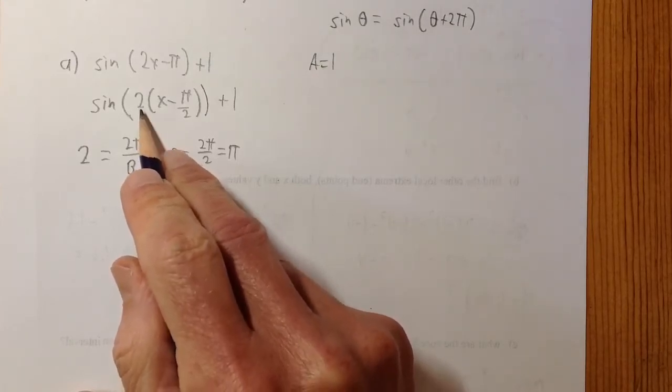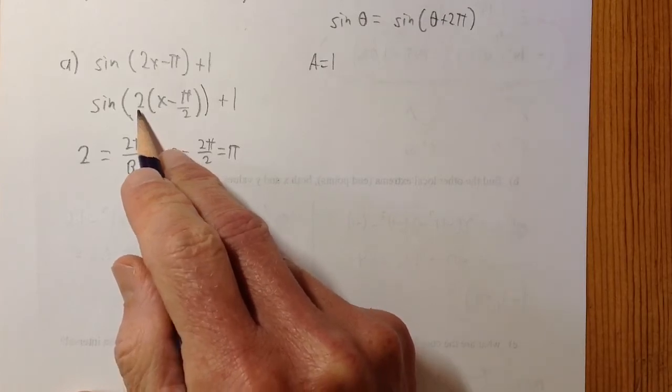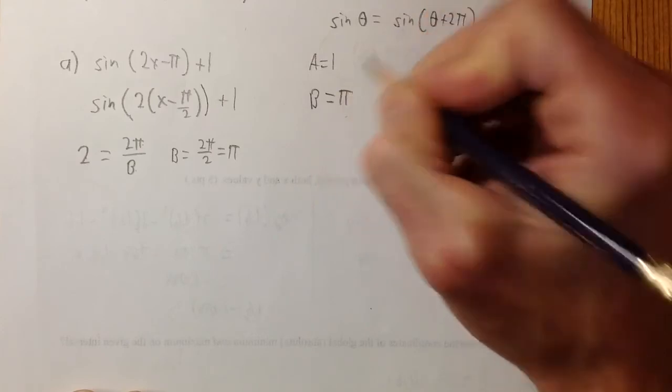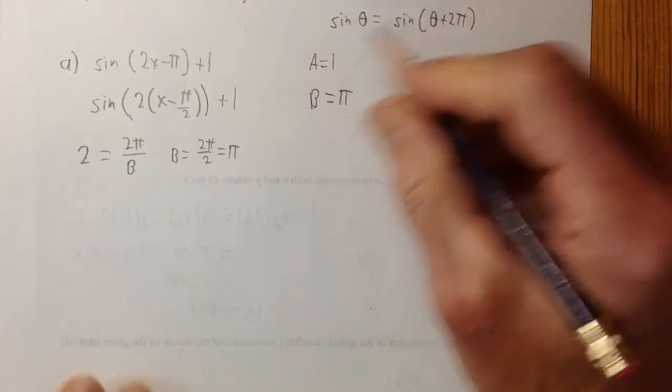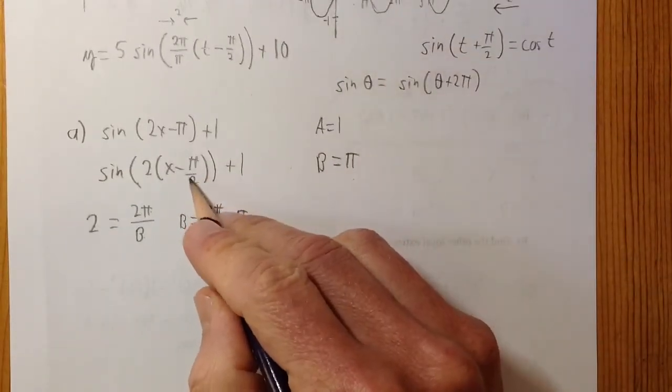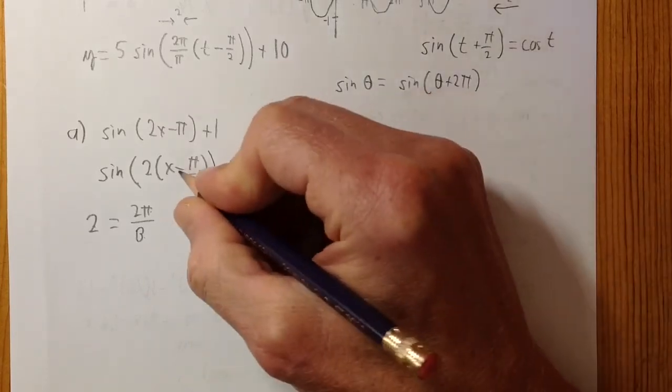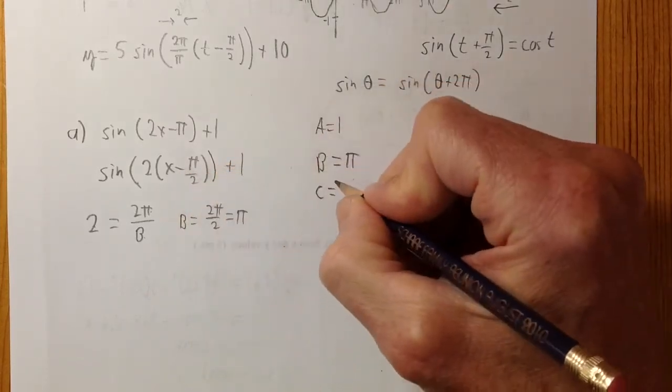We're going to make it smaller by 2, so this one is pi. So b, our period, is pi. And then, let's see, the phase shift is pi over 2. And we've got to be careful. It's positive pi over 2. If that was a plus, it'd be negative pi over 2.